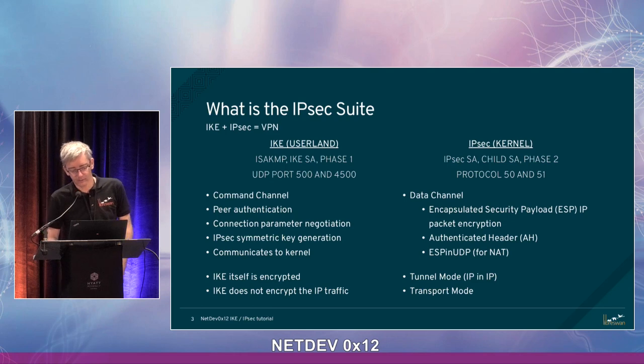So IKE is the command channel. It does peer authentication and parameter negotiation. It generates a secret key, so basically the two endpoints agree on the same seed called SK seed, and then they'll use a negotiated PRF, and then they can just generate an unlimited key stream of pseudo-random numbers that they'll use as actual symmetric keys later on for the packet encryption. The IKE protocol itself is also encrypted, so sometimes that's a little confusing. So we'll first set up an encrypted IKE session to then negotiate encryption keys and agree on them. And then we'll actually start doing packet encryption, which is just the kernel's job.